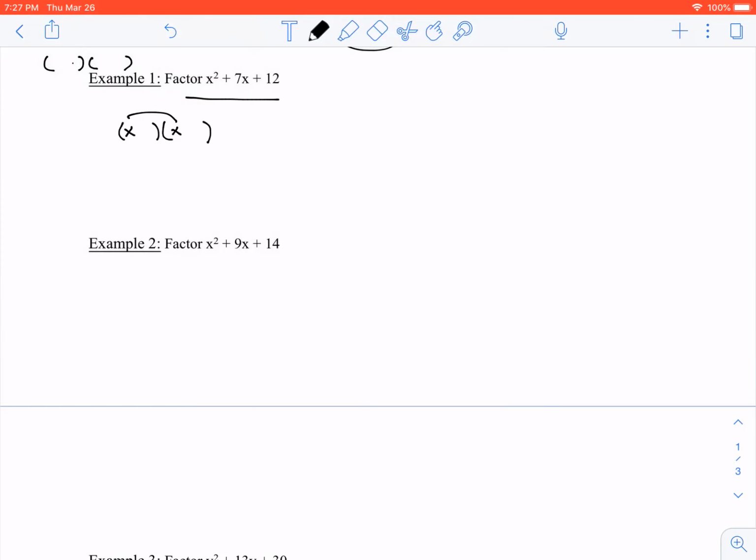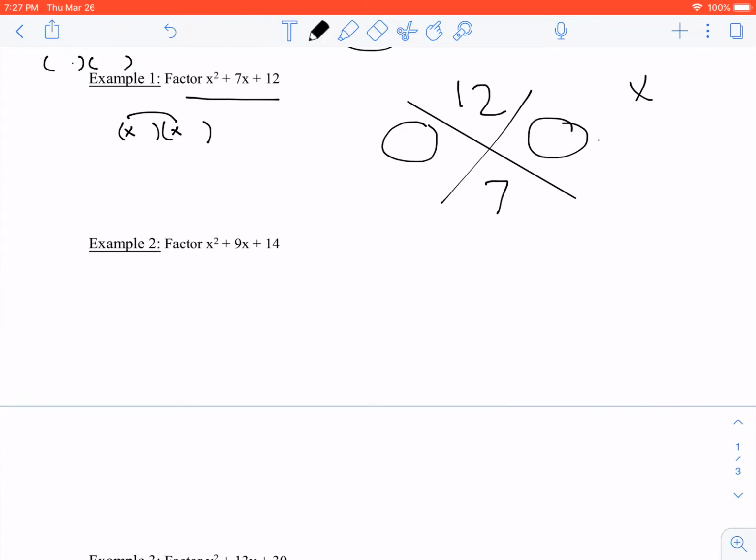Okay? So how do I find what numbers come after that x? I'm going to draw an x over here. I'm going to put the 12 up top, and I'm going to put the 7 on the bottom. And then I'm going to ask myself, what two numbers, when multiplied, equal 12, and when added together, equal 7?